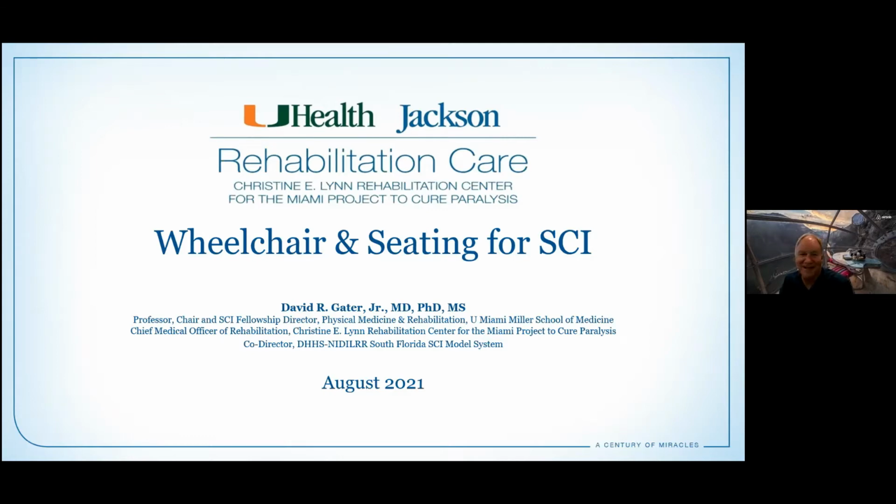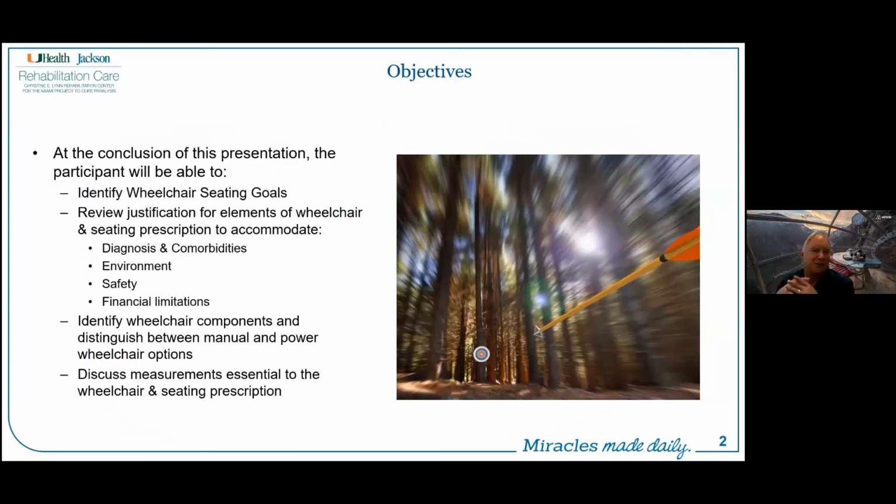So that being the case, my hope is that when you finish this presentation today, you'll be able to identify wheelchair seating goals for persons with spinal cord injury, and you will know how to justify elements of the wheelchair and seating prescription to accommodate for the person's diagnosis, comorbidities, environment, safety, and financial limitations. I'm going to talk you through different wheelchair components for both a manual wheelchair as well as a power wheelchair, and then talk through the different options for those.